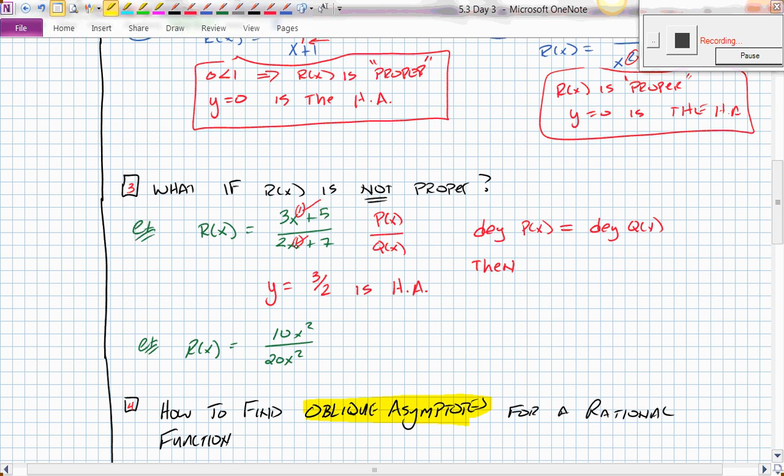Check it out. If the degrees are equal, you take the coefficients of the highest degree terms, which in this case is a 3 on the numerator and a 2 on the denominator, and write that as a quotient, and y equals 3/2 is your horizontal asymptote. That's how you do it. Then we take the quotient of the highest degree terms.